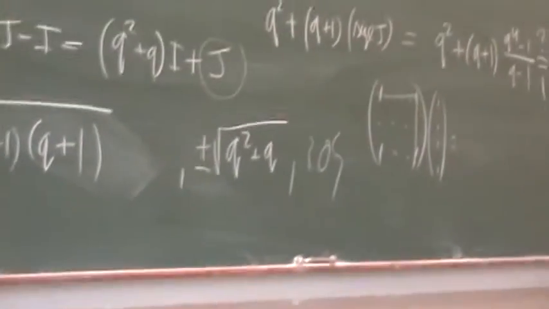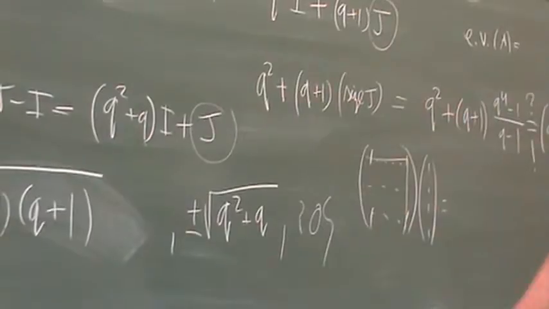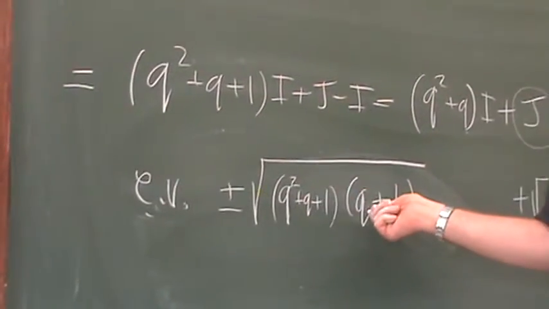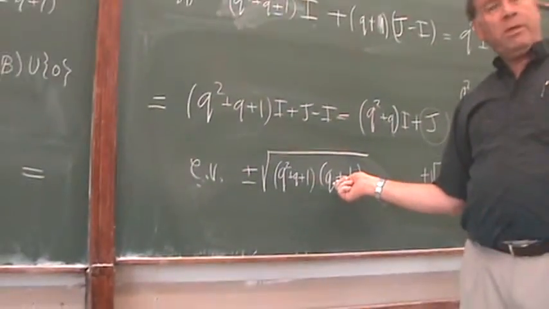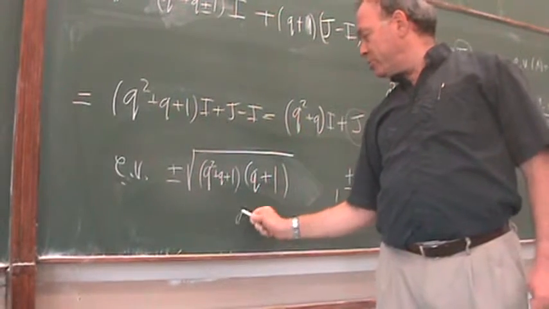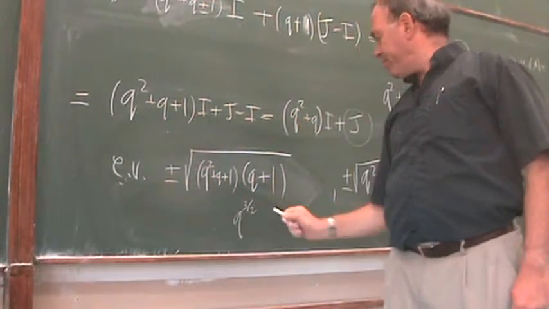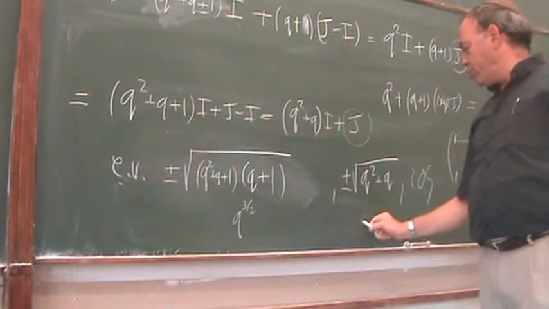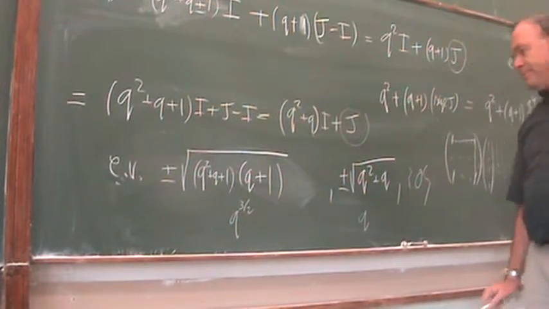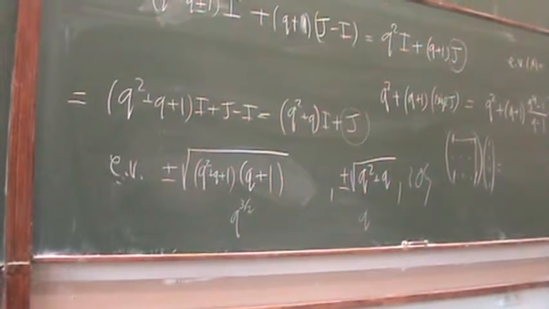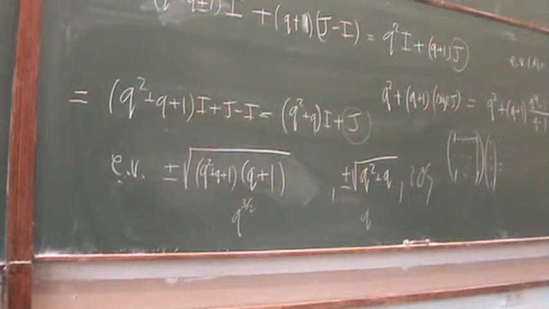Anyway, okay, so this is q cubed square root. So this is approximately q to the 3 over 2. And this is approximately q. Alright? Now, are these Ramanujan graphs?